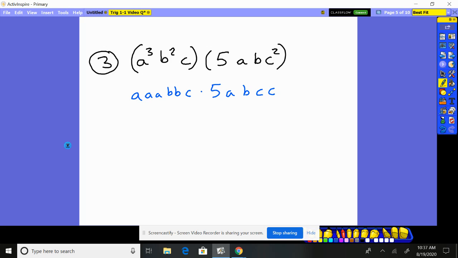Well, we only have one number there, and that's 5, so we have the 5. If we count up our a's, I got an a times a times a times another a right here, so that's a to the 4th. If we look at our b's, b times b times b, that's b to the 3rd power. And finally, you have a c, c, and c, so we have c to the 3rd. So the final answer is 5 times a to the 4th times b to the 3rd times c to the 3rd.